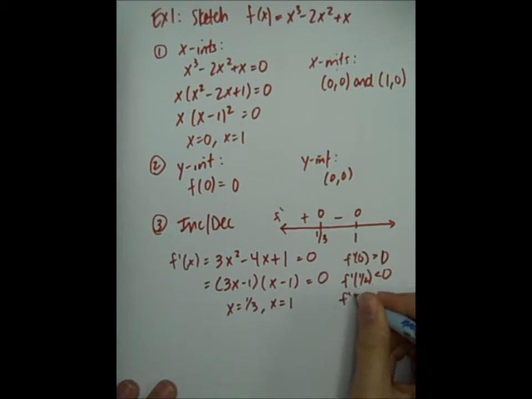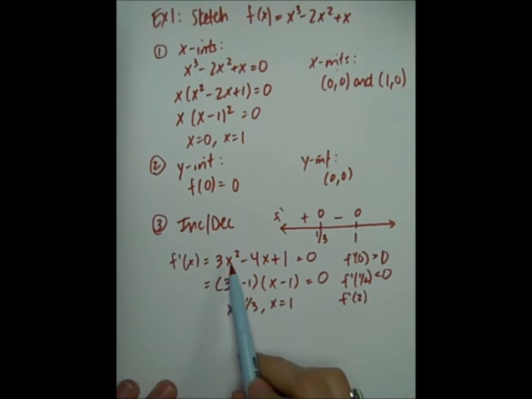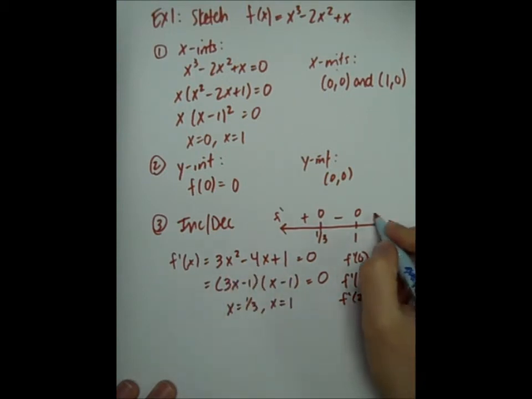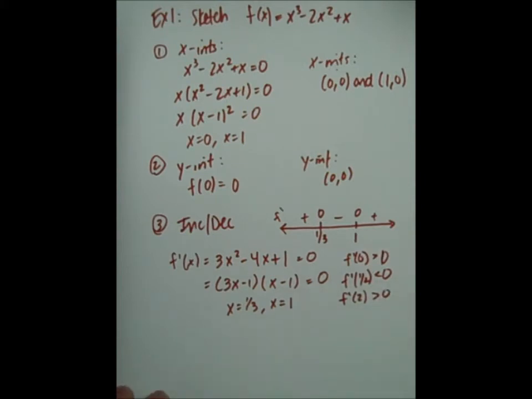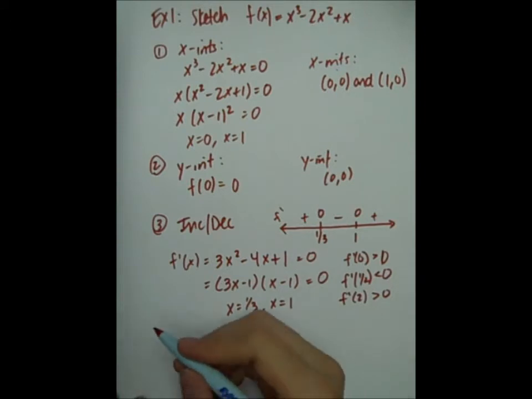And then lastly, plug in something greater than 1. How about 2? So 3 times 2 squared, that would be 4, so 12, minus 8 plus 1 is definitely positive. So there are my intervals of increasing, decreasing.